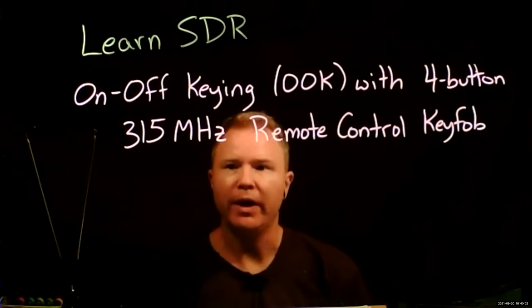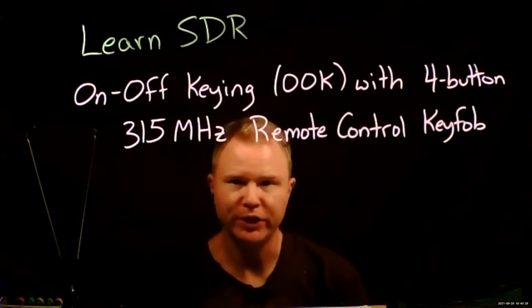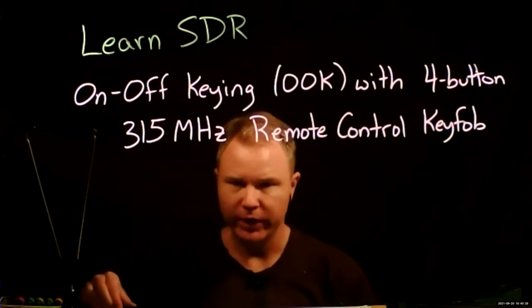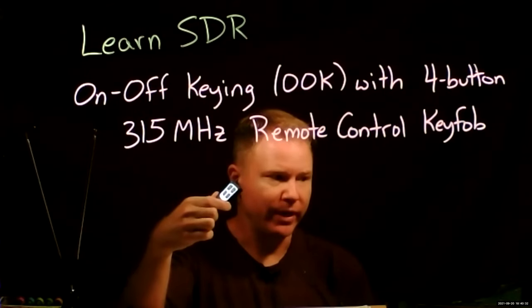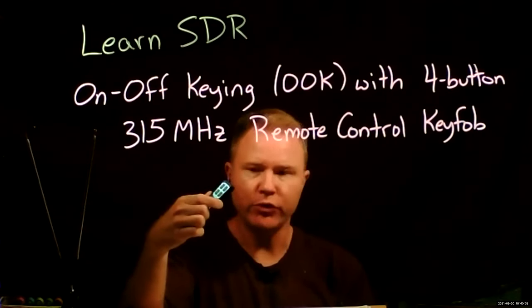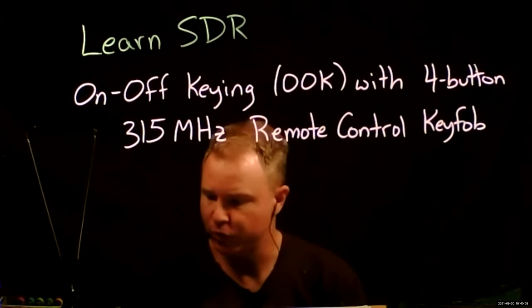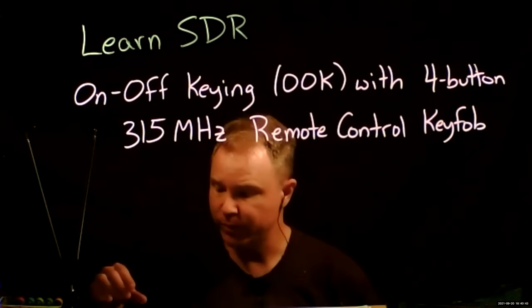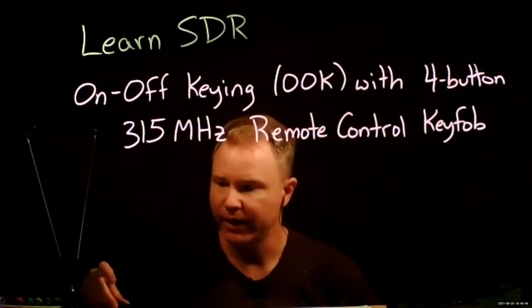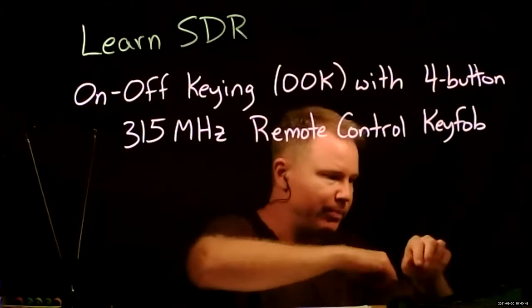Okay, so today we're going to learn about the simplest way of transmitting, which is kind of the modern equivalent of Morse code. The way we're going to do that is we have these little four-button key fobs that I bought that claim to be 315 megahertz four-button radio frequency remote controls. Let's look at what we see when we transmit from the remote control by pressing a button and receiving it on the RTL-SDR.